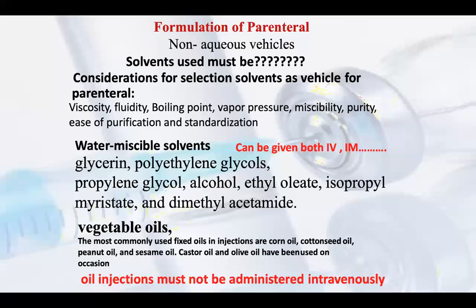Now, there can be use of vegetable oils. The most commonly used fixed oils in injections are corn oil, cottonseed oil, peanut oil, and sesame oil. Castor oil and olive oil have been used on occasion. Oil injections must not be administered intravenously.